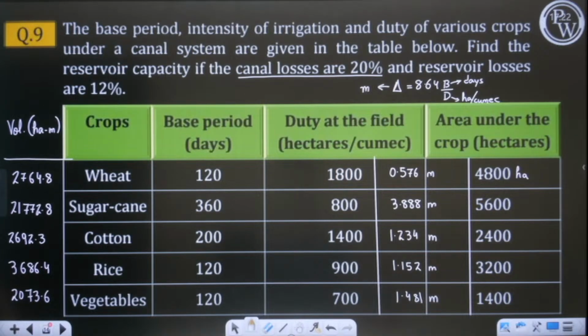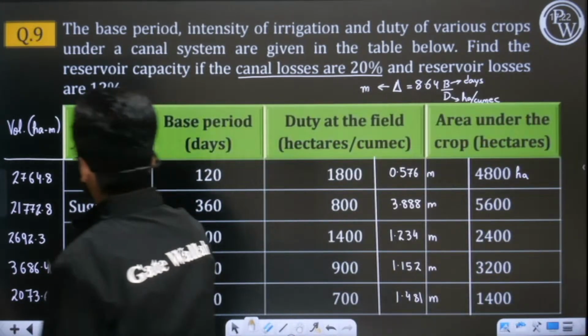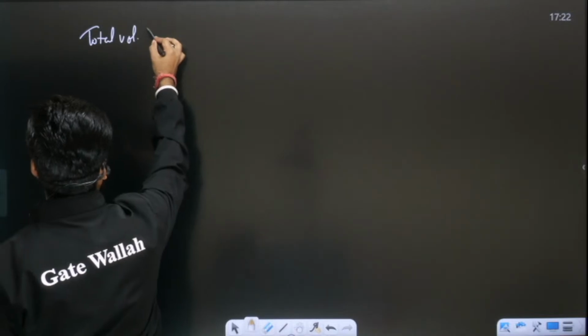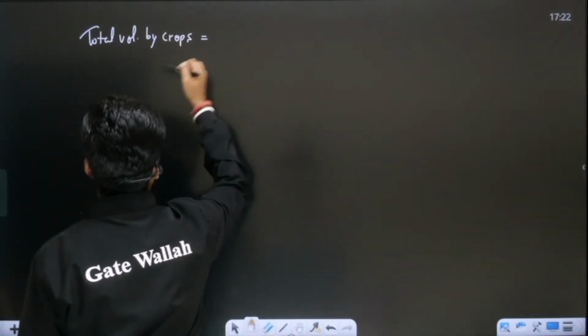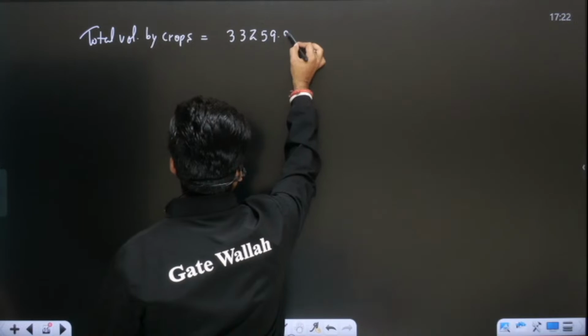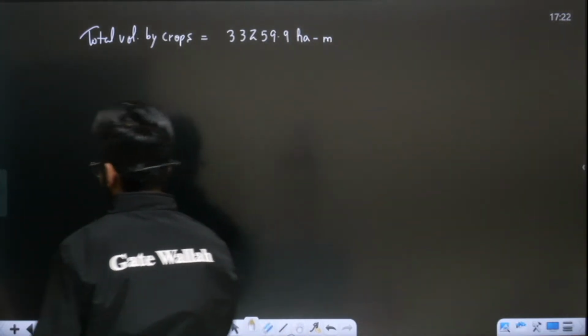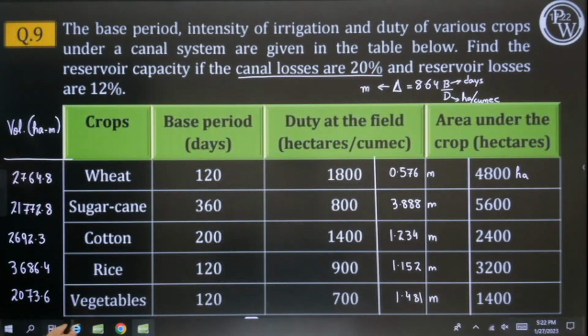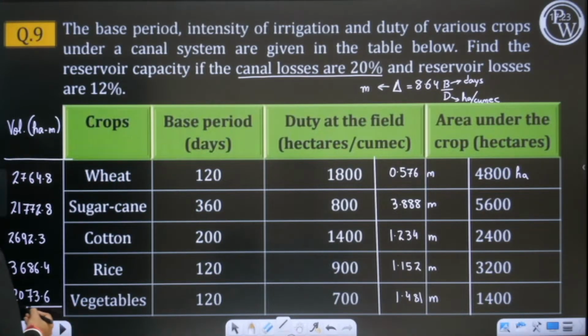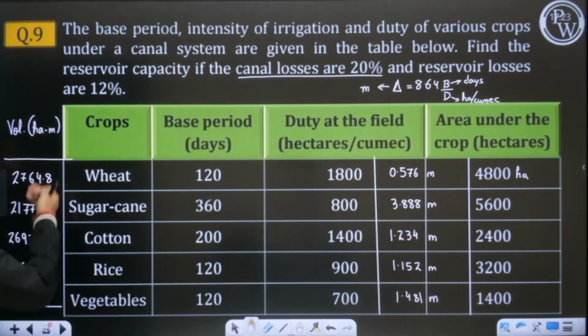No, simply add the total volume. Don't subtract the losses first. Simply add all the volumes, and when you add them up, you will get 33259.9. So the total volume required by crops, simply add them, it is coming out to be 33259 hectare meter. This is the total amount of water required by these crops. Simply summing this, we'll get it.